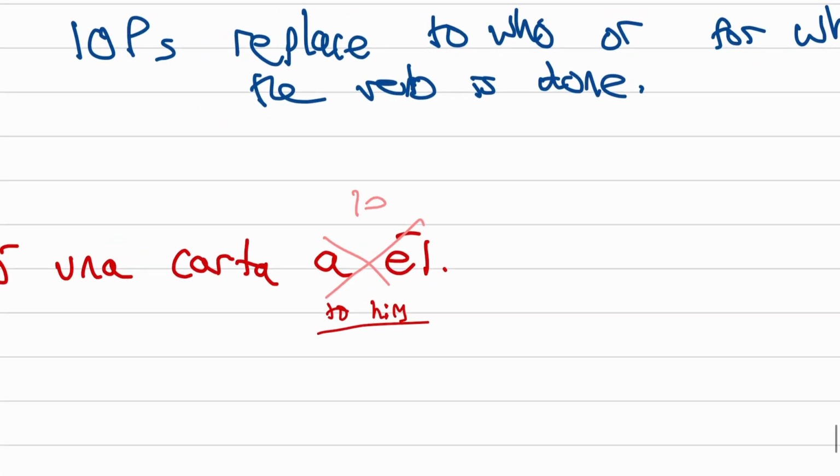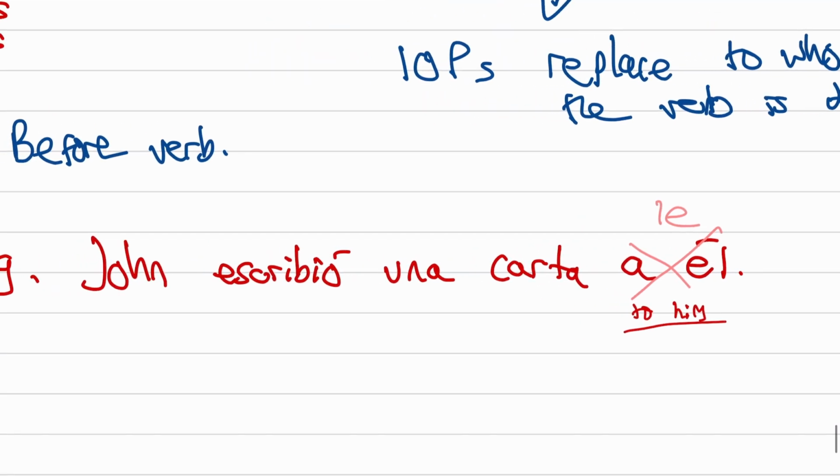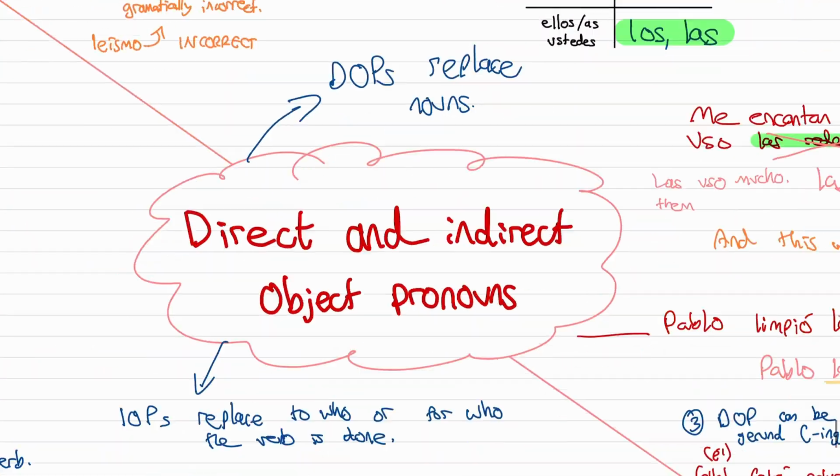So le. So where is this le going to go? We can't say John escribió una carta le. This le goes before the verb. John le escribió una carta, wrote a letter to him or for him, is what this le means. I'm going to rewrite that a bit nicely there. Okay? Something else you may notice is we can get rid of this una carta. Let's do that as well. So una carta becomes la using our direct object pronoun sort of rules.